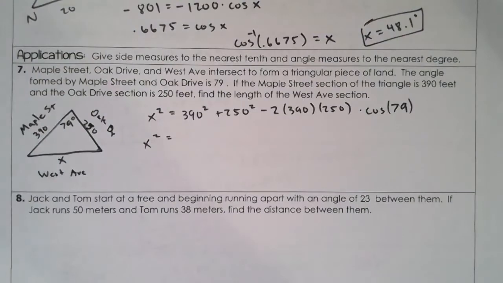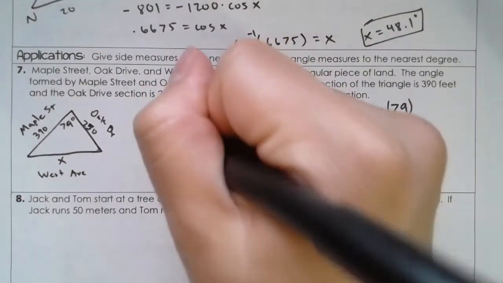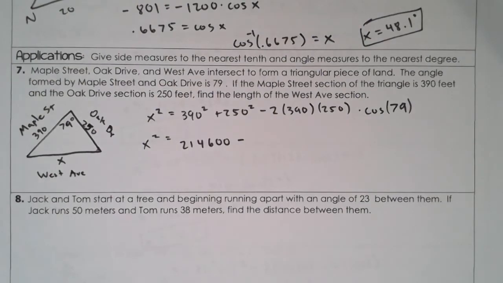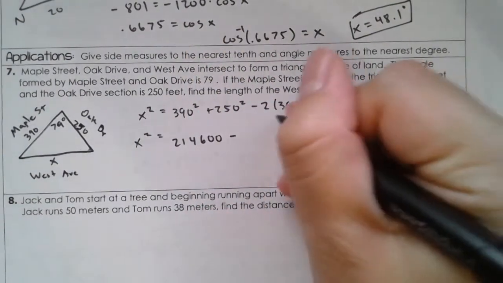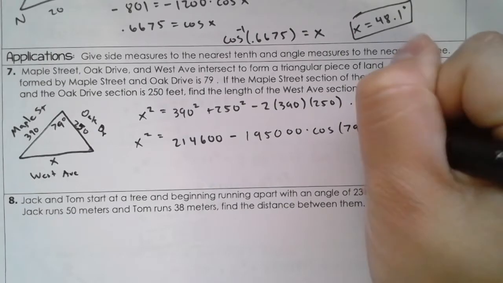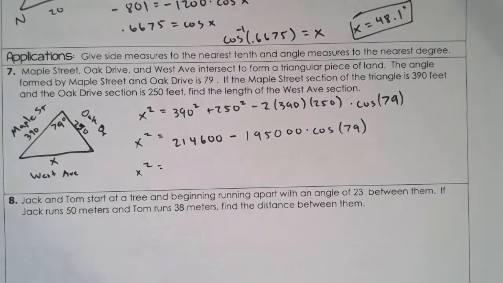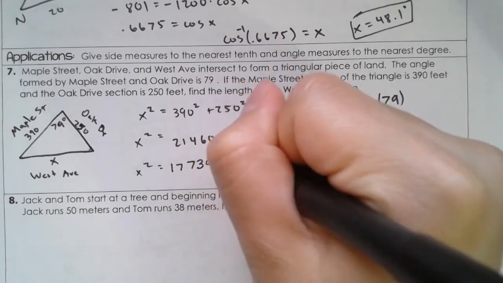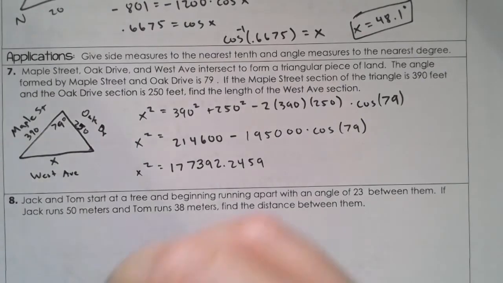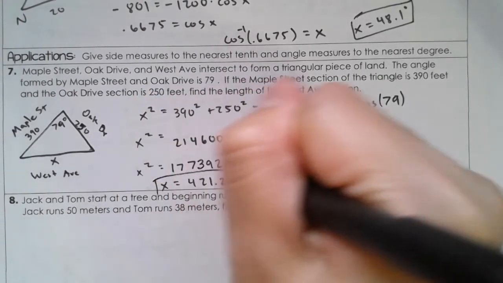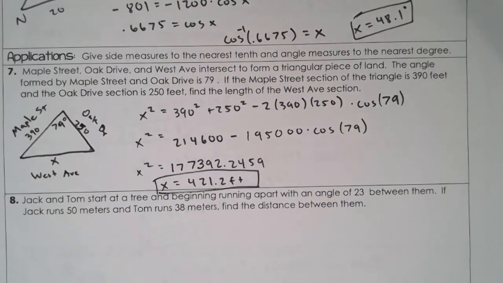So you have your calculator handy, okay? Once you put these in, you're going to get 214,600, that's 390 squared plus 250 squared, mind you, minus 19,500 times the cosine of 79. X squared is equal to, input all this in your calculator, you're going to get 177,392.2459. Take the square root of both sides, you're going to get that X is equal to 421.2 feet, so 421.2 feet. Okay. That's it. Next one.